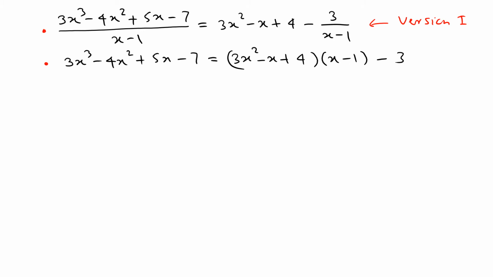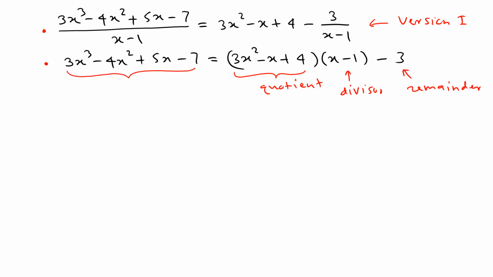In this case, this is the quotient, this is the divisor, that's the remainder, and this is the dividend. It's the same terms, but you just move them around. So this is version 2, the second version. Different ones are useful in different cases, but it's good to know both.